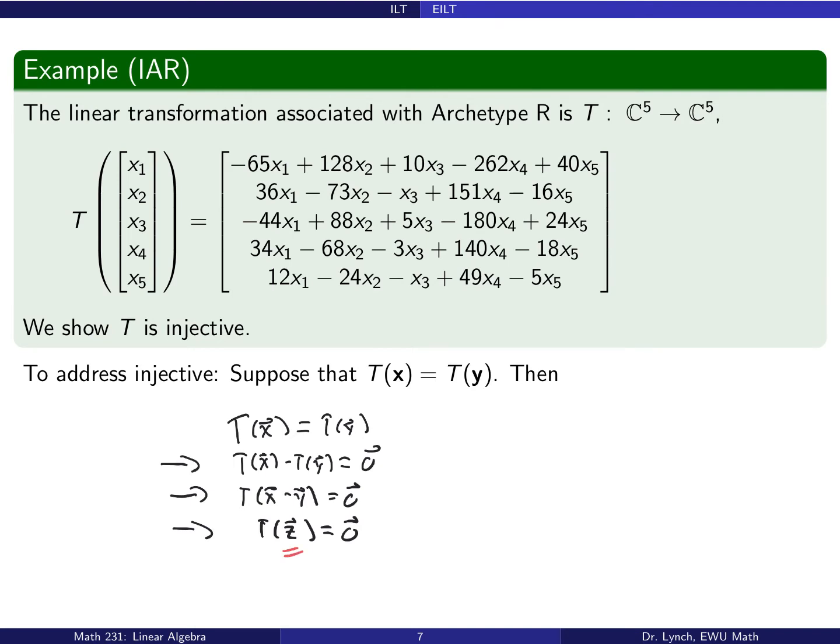So let us just call this new vector z, x minus y, and we see that identifying injective is the same as solving some system of equations, in this case equal to 0. So we can go ahead and set up a system of equations that will be homogeneous associated with this statement T of z equals 0. When you do that, there's going to be a coefficient matrix. And that coefficient matrix across the first row is going to have negative 65, 128, 10, negative 262, 40, and so on and so forth.